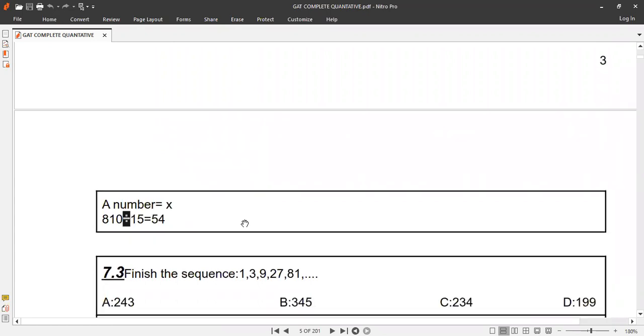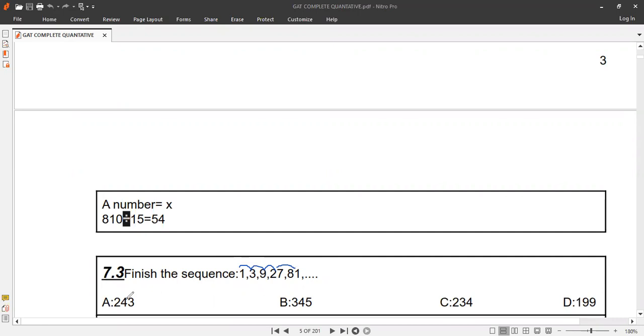Here, try it yourself. Finish the sequence 1, 3, 9, 27, 81. So here we need to find a relationship between the numbers 1, 3, 9, 27. It's clear that we multiply by 3. We multiply each term by 3 to get the next term. So 1 times 3 is 3, 3 times 3 is 9. So we need to multiply 81 by 3 directly.